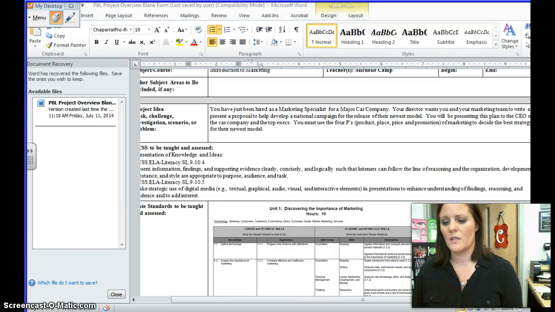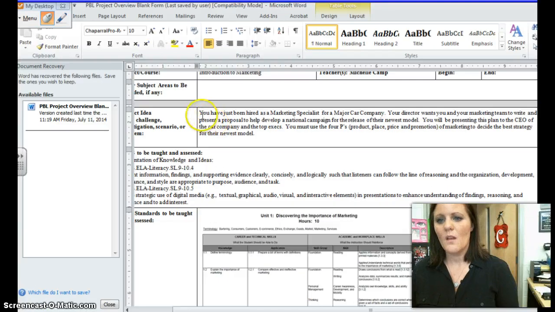Let me pause my recording so I can. Okay. Here is your project overview. This is what you're going to be doing over the next few weeks. Is everybody reading along with me?